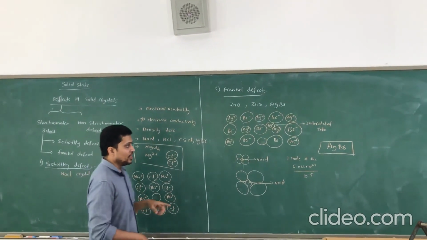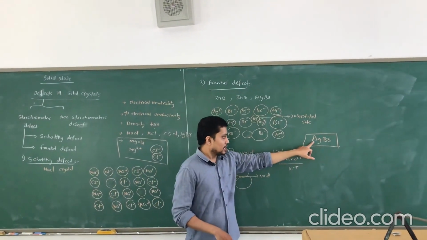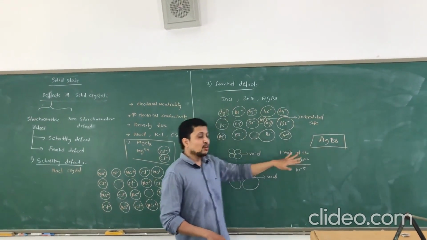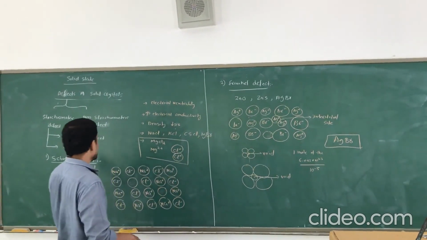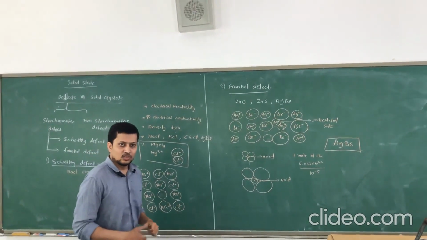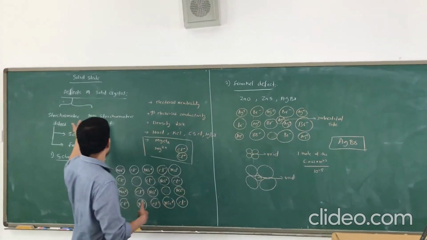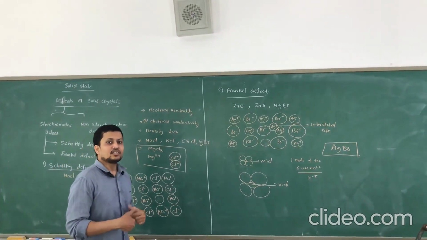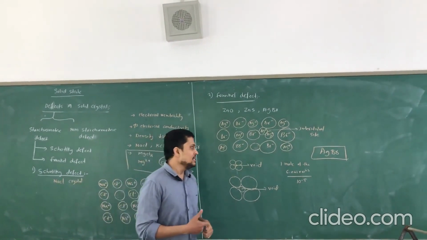And one more last point, AgBr is the crystal in which both defects are possible, both Schottky and Frenkel. So this is the stoichiometric defect. Non-stoichiometric defects we will continue in the next class.